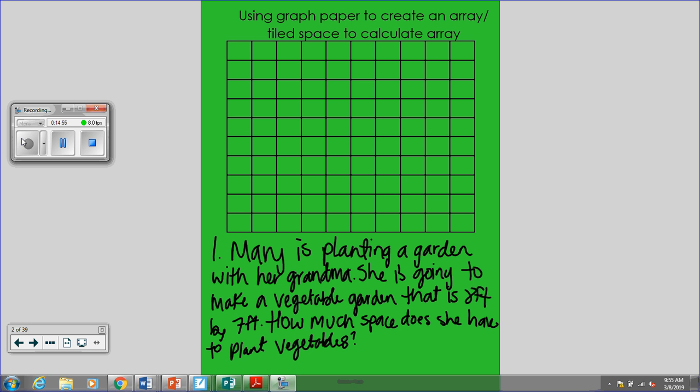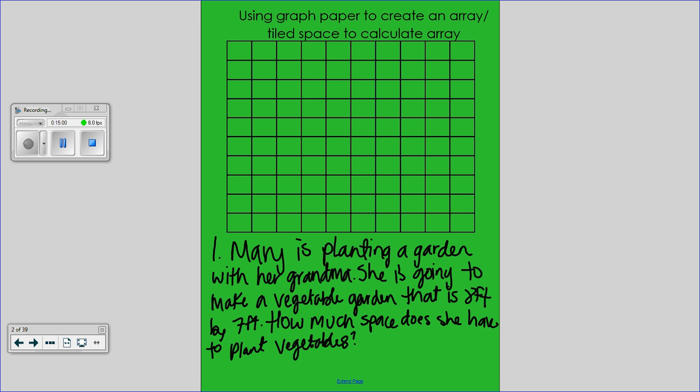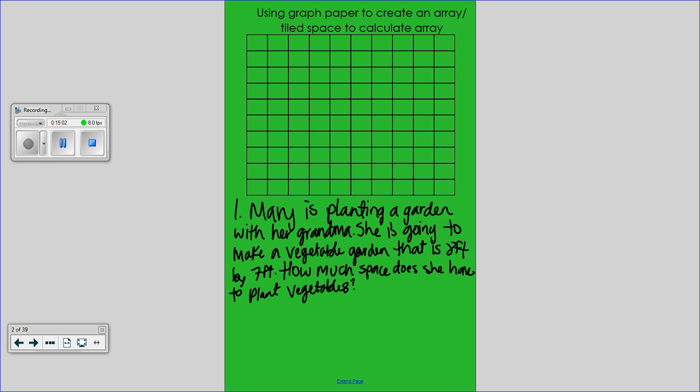She had blank space to plant vegetables. We're writing an answer sentence right underneath our question. She has blank. How am I measuring my space? What unit of measure am I using? Is she using miles? No. Feet. So feet is my unit. She has blank feet to plant vegetables.